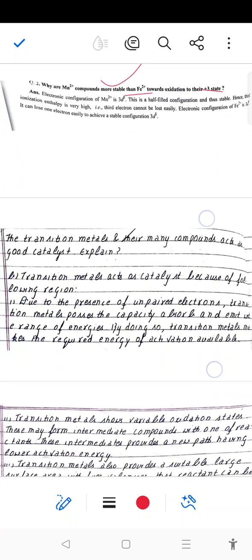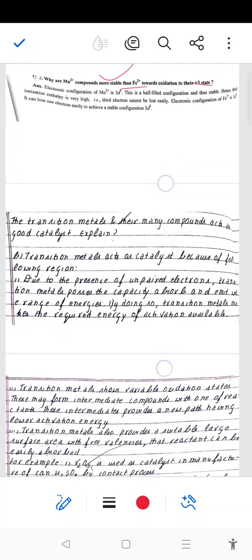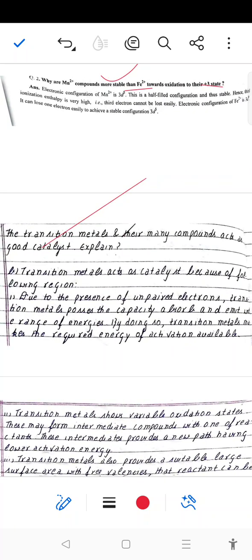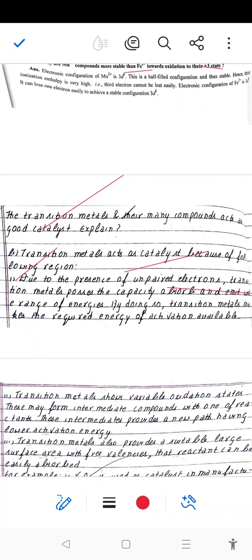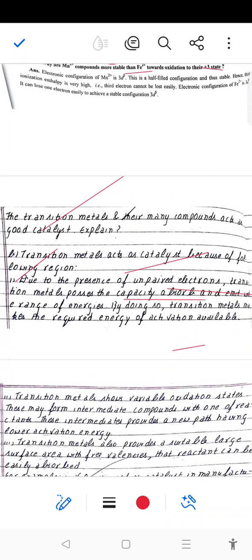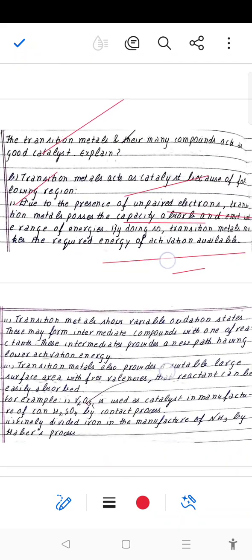Next question: transition metals and their compounds, many act as good catalysts. Transition metals act as good catalysts because, due to the presence of unpaired electrons, they possess the capacity to absorb and emit a large range of energies. By doing so, the transition metal takes the required energy for activation. So that's why they are good catalysts.